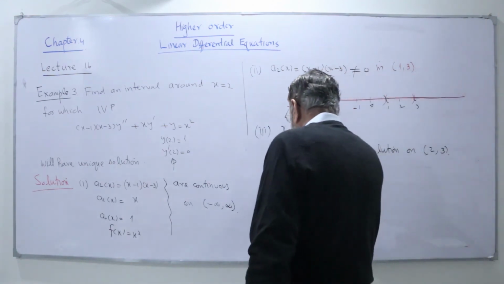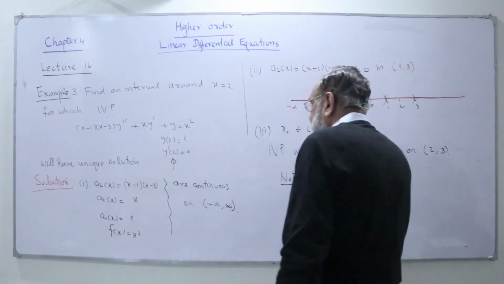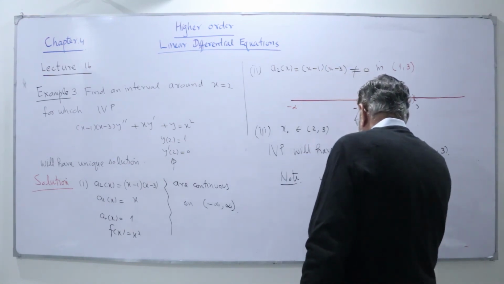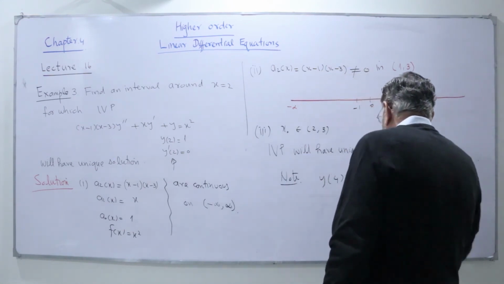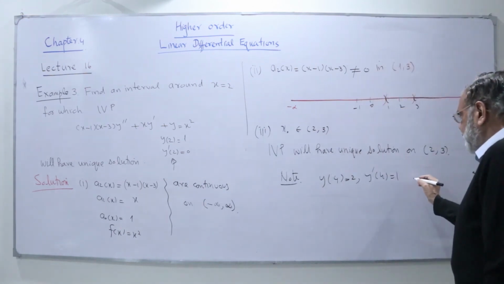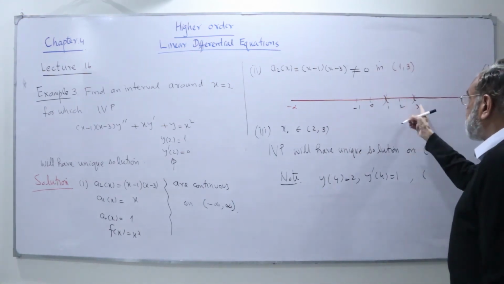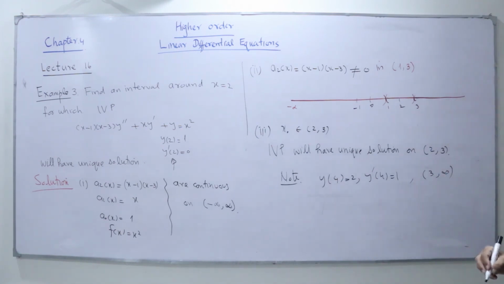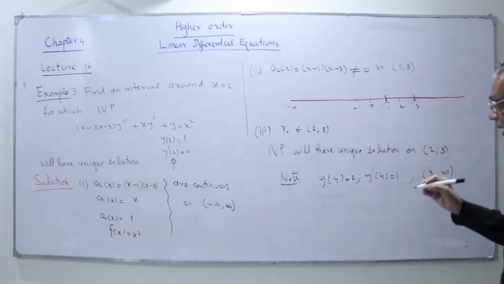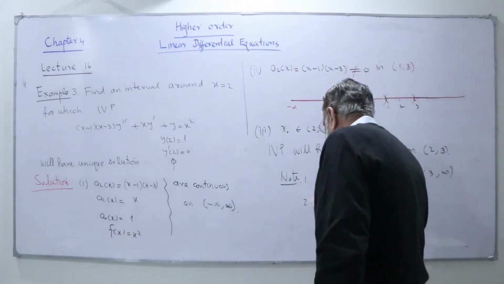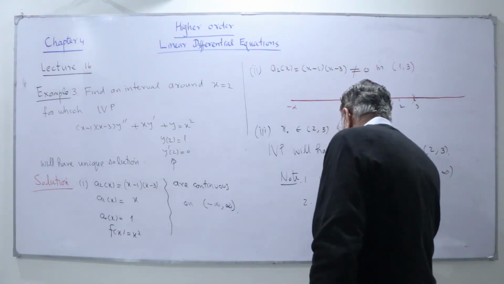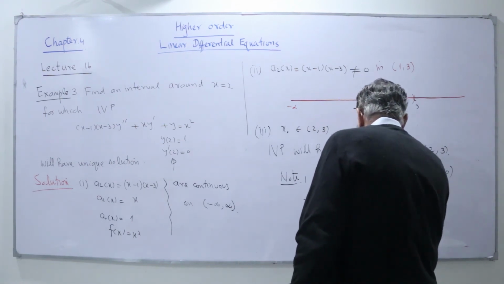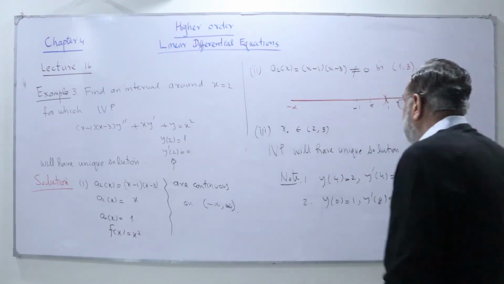As a note, I change my conditions. My conditions are y(4) equal to 2 and y'(4) equal to 1. So the interval changes. The interval will now be from 3 to infinity. If I take y(0) equal to 1 and y'(0) equal to 5, now the interval will change.